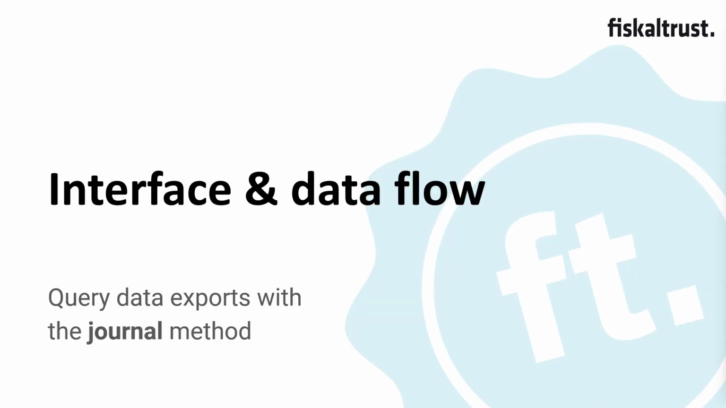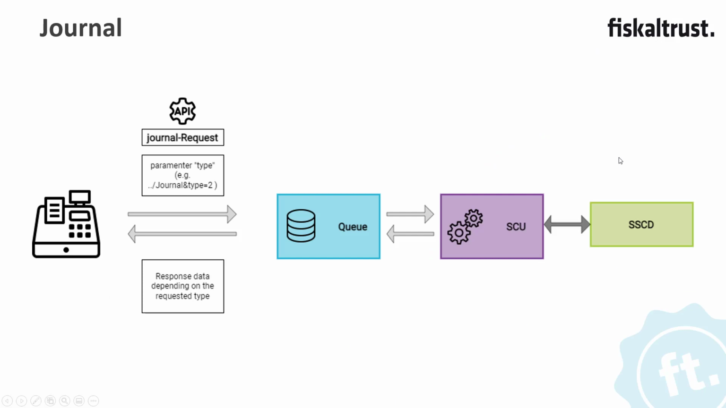Okay, so we have learned that the sign method can be used to process receipts and actually to send and transmit data to the middleware. Now we also need an option or a method to get back this data in the form of exports, and this is what the journal method is meant for. Let's have a look at how this works, because basically it's pretty simple.